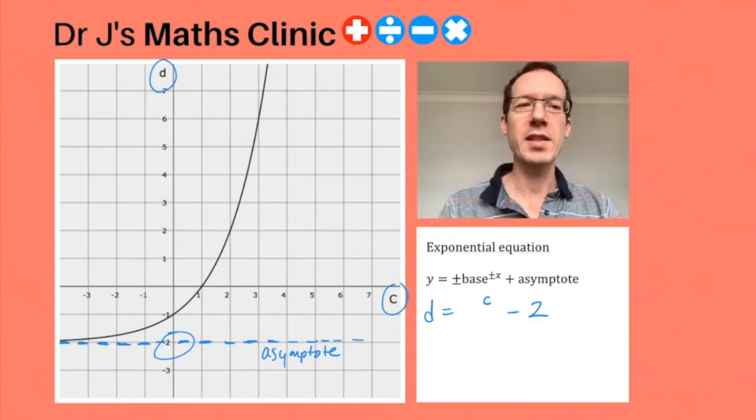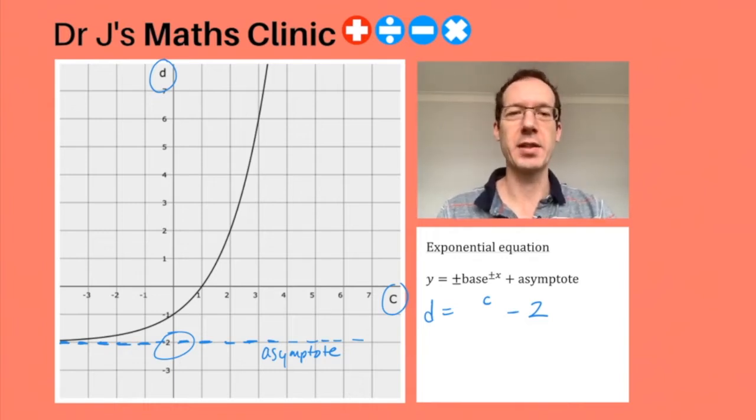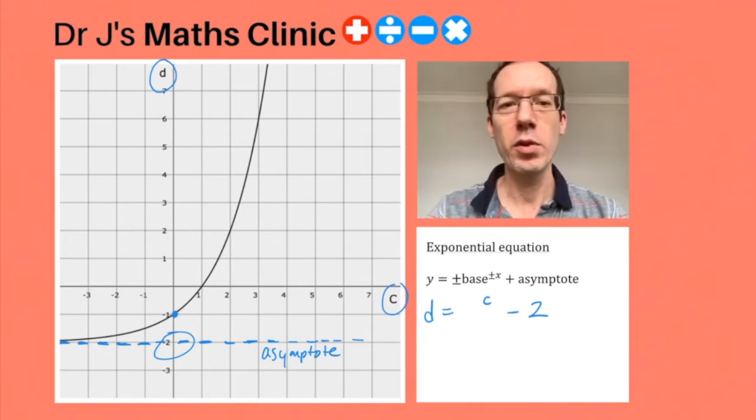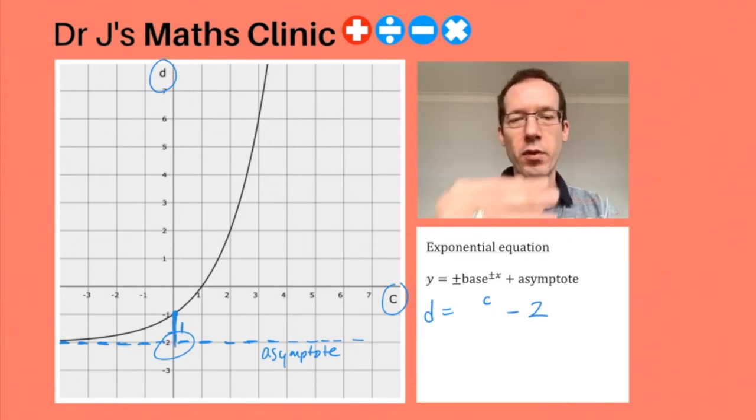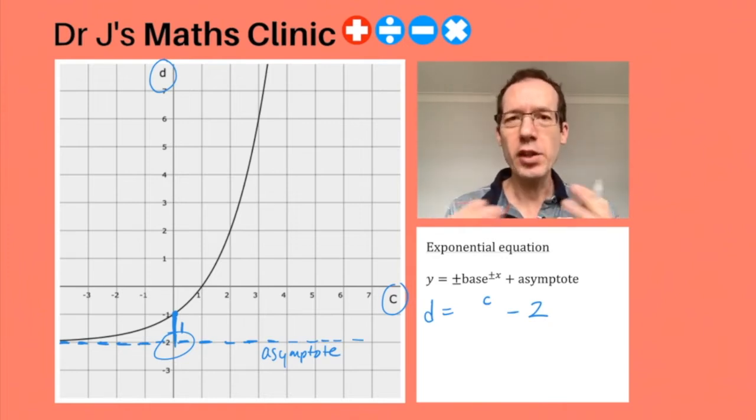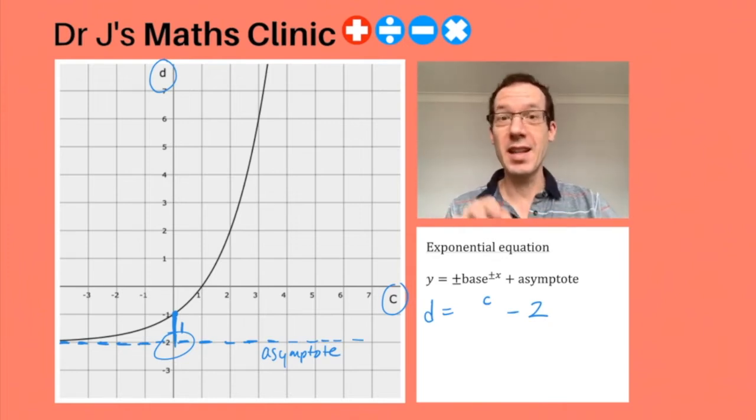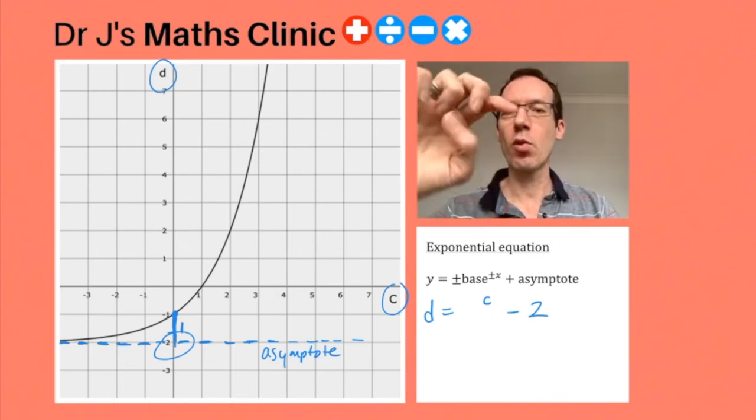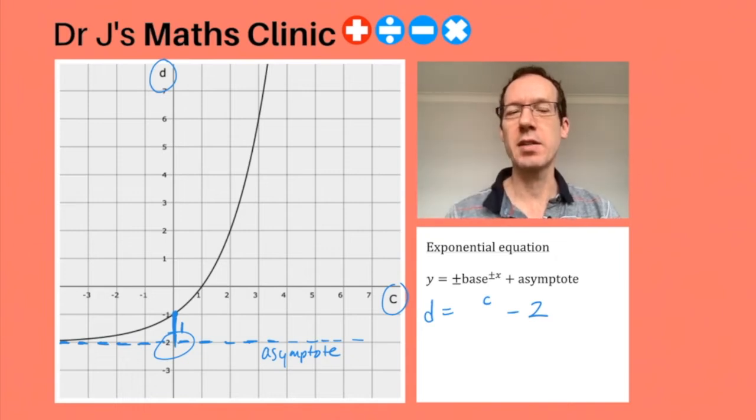Okay, once that's done, I can now find my base. You'll notice, first of all, that on the D-axis it crosses here at -1, which is 1 above the asymptote. From the asymptote up to that point is 1. That should always happen when you've got a growth curve, unless they're doing a really tricky question, which we're not going to deal with. The growth curve should always cross at 1 above the asymptote.